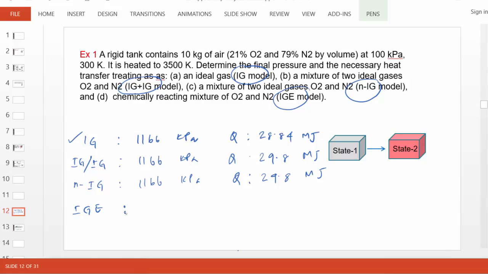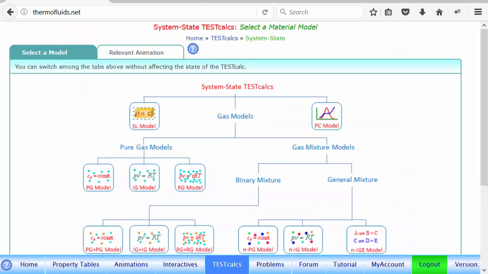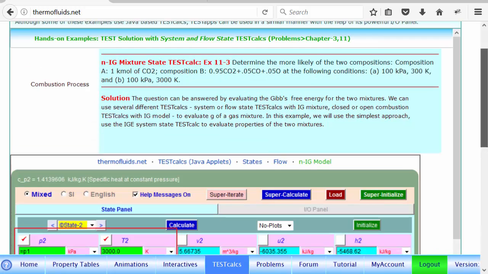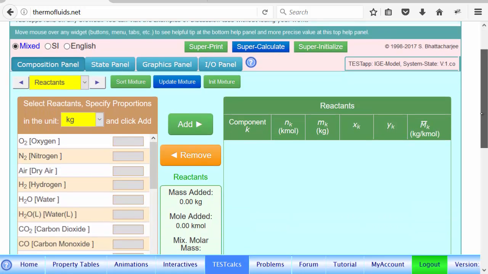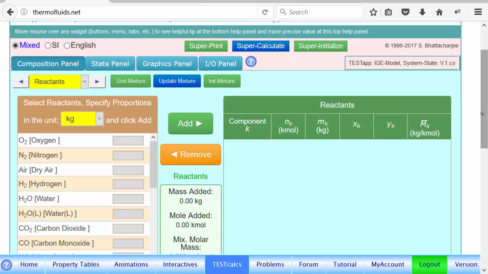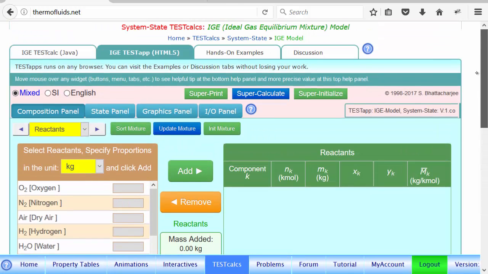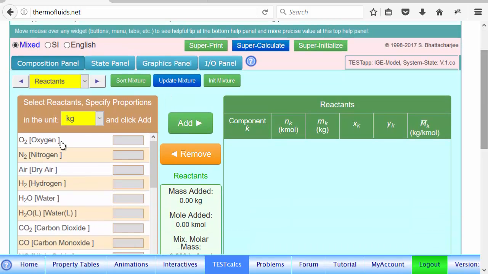This time we're going to first launch the NIGE model, and this is going to look just like the NIG model, but it's quite different, a much more powerful TESTcalc. Notice instead of mixture A, mixture B, now we have reactants and products. But look, now you cannot go to products. If you try to select products, it will tell you that you cannot, you first have to define the reactants, obviously.